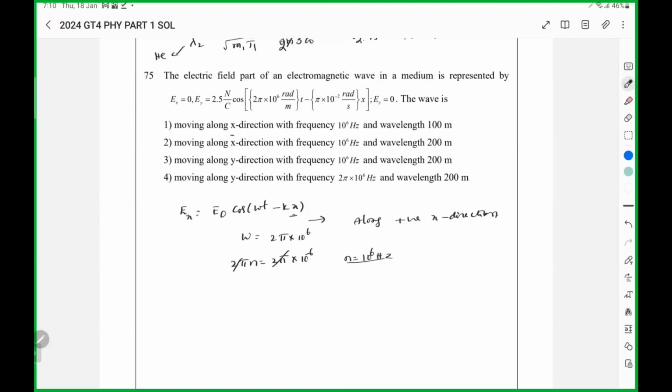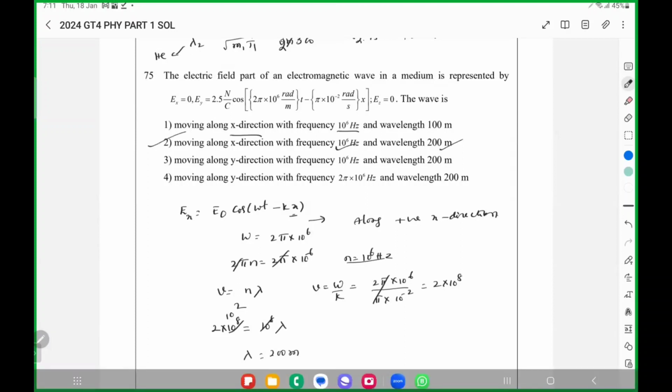So x direction frequency. Wavelength v is equal to n lambda, and v here is omega, 2 pi into 10 power 6. K value pi into 10 power 2 into 10 power 8. N is 10 power 6. So lambda here is 200 meters. So second option satisfies.